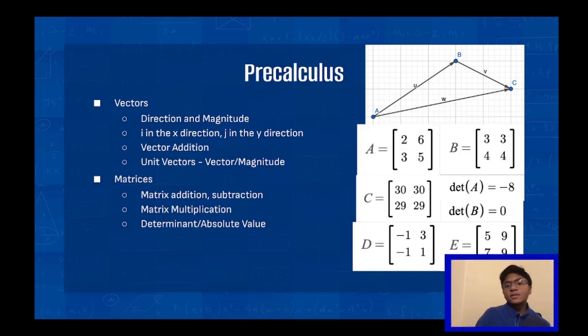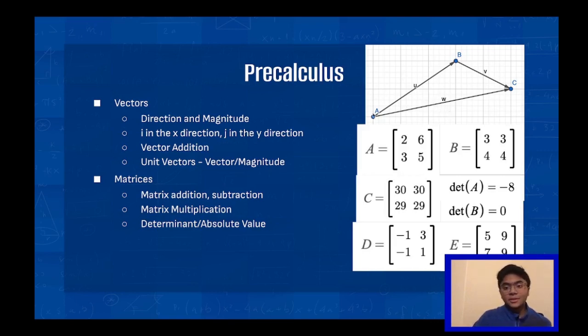So when you're adding vectors, it really helps to just look at this I and J concept. So let's say I want to add vectors U and V. So U, as we said earlier, is 3I plus 2J, and V is going to be 2I minus J because it's going down 1. If I add these together, 3I plus 2I is going to be 5I, and then 2J minus J is going to be just 1J. So the sum vector is going to be 5I plus J. And so that's what this vector W is.